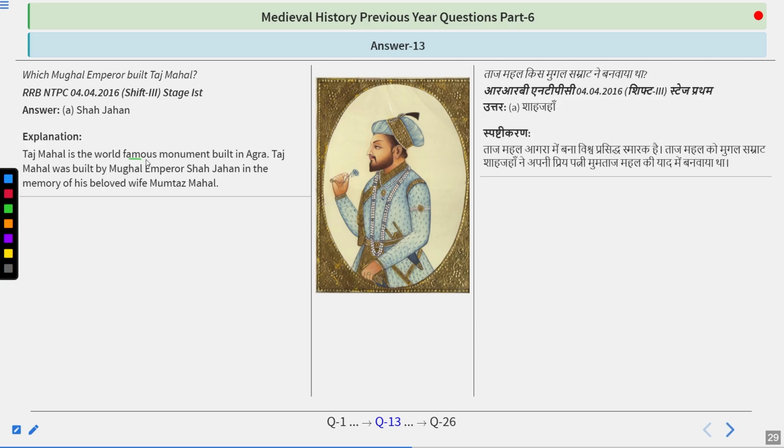So Taj Mahal is the world famous monument built in Agra. Taj Mahal was built by Mughal Emperor Shah Jahan in the memory of his beloved wife Mumtaz Mahal. Shah Jahan's real name was Khurram, and he was the son of Jahangir, and particularly he became the king after Jahangir in 1628 and remained the king till 1658. Later, he was captured by his own son Aurangzeb in 1658 and was kept in Agra fort.